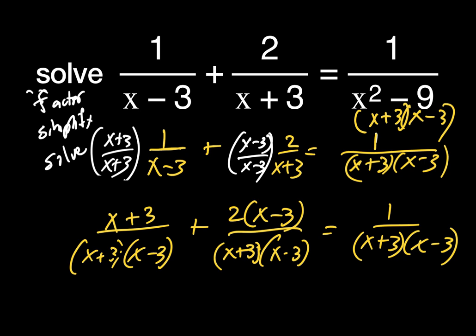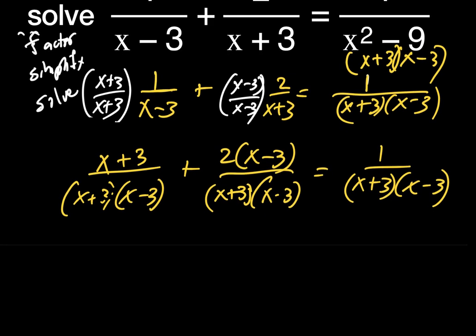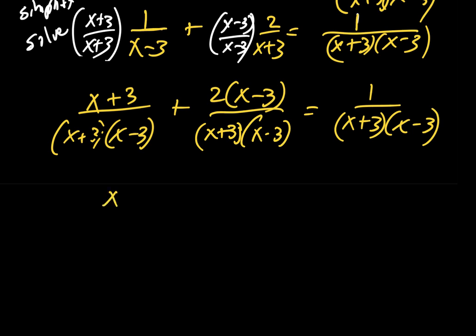So now I have this massive looking fraction thing, and you might think, how is this any better? I now have all of them with the same denominator, which means these two fractions can now add. X plus 3 plus 2 times x minus 3 equals 1. And since they're all over the same denominator, that means the numerators have to be equal to each other as well. So then I'm eliminating the denominator. They're all over the same thing, so I don't have to write the denominator anymore.